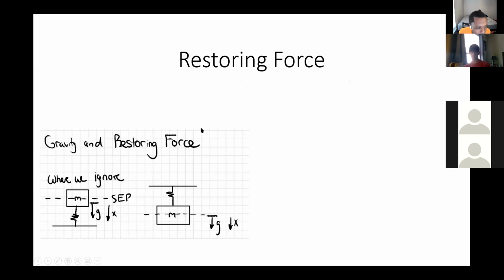All right. So when talking about restoring force, basically from physics, restoring force is just any force that tries to bring the system back into equilibrium. And so we'll see cases where we can ignore it, like in the case of a hanging mass, because gravity will be pushing you away from the static equilibrium position, like so.